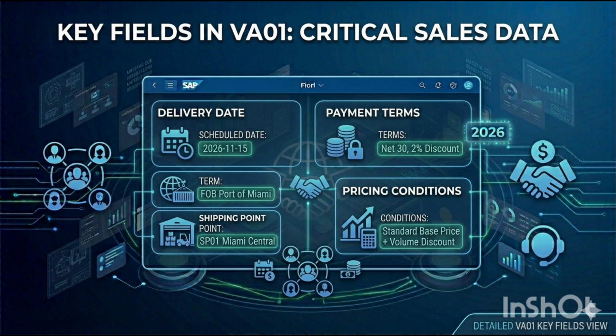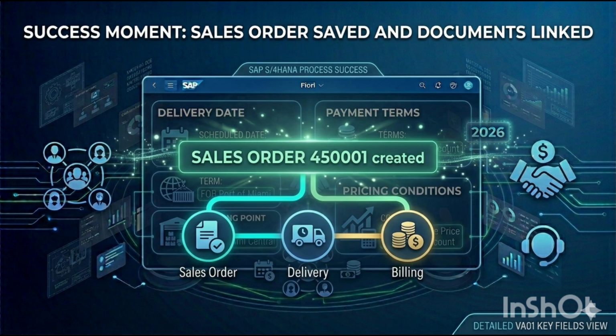Notice how pricing is determined automatically based on the condition records. This integration and automation is what makes SAP so powerful. So in this window you can see the key fields and the critical sales data, where we have delivery date. You can see 15th of November 2026, then payment terms, shipping point and pricing condition.